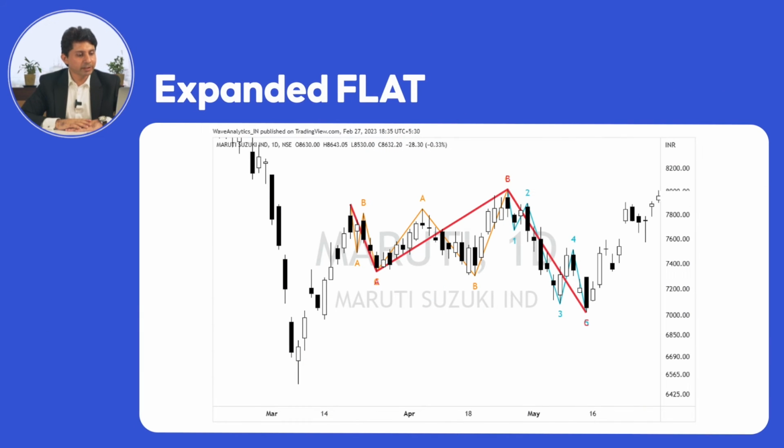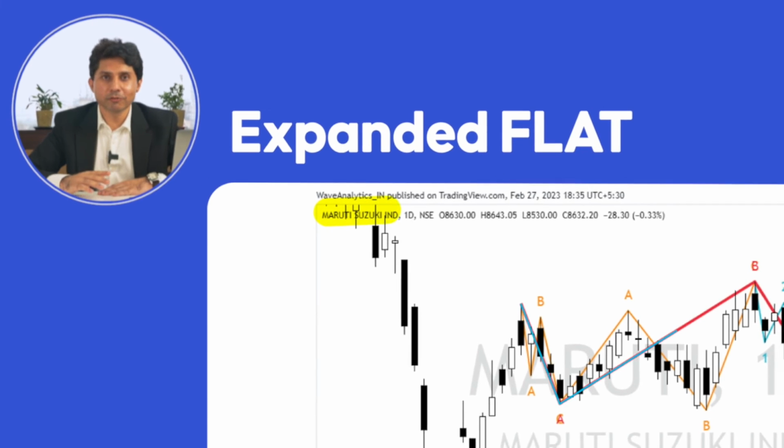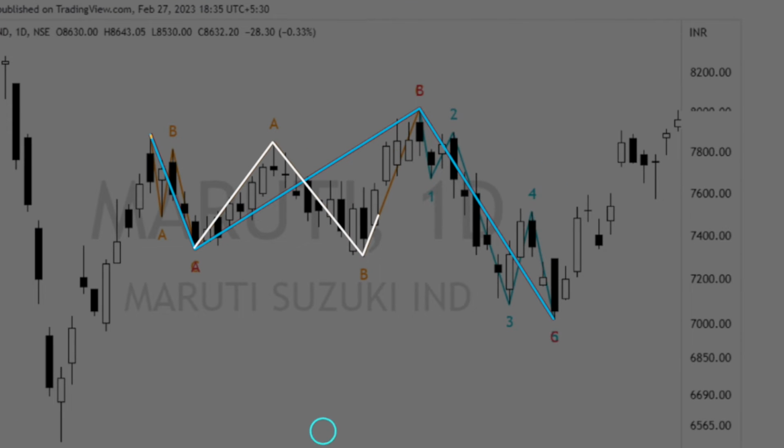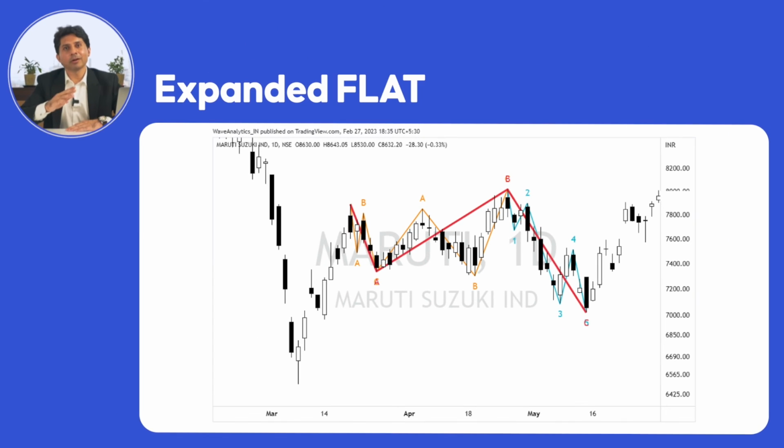In the case of an expanded flat, we have the Maruti Suzuki formation. B was larger than A. Now, the inherent structure of A and B are all ABC. They are three threes. And C was an impulse in both the cases of Nifty as well as Maruti. This is an expanded flat where B was larger than A, yet C was larger than B also. This is an expanded flat.